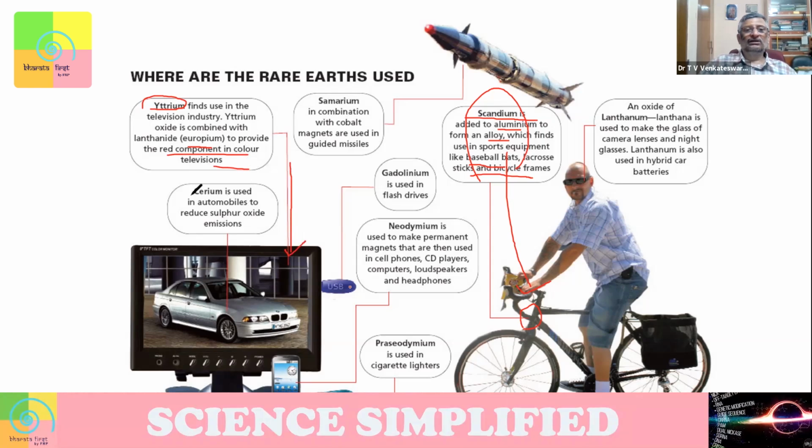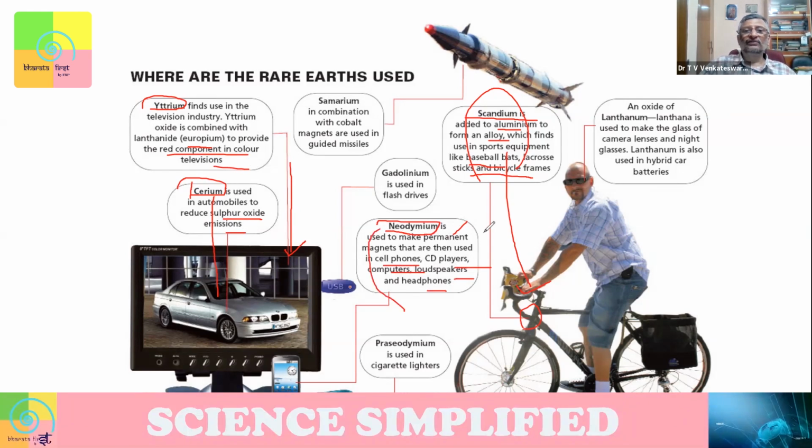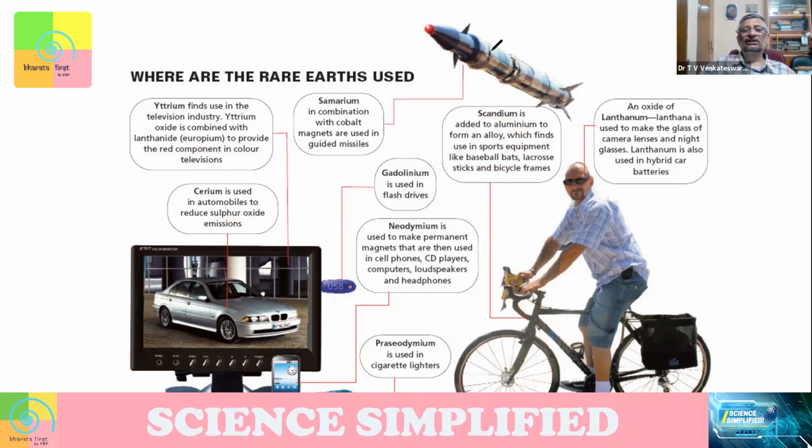Cerium is used in automobiles to reduce the emission of sulfur dioxide. Cerium breaks down the sulfur dioxide so that your emissions are safe. Neodymium is used for permanent magnets. Cell phones, CD players, computers, loudspeakers, headphones, all of them have this. So if you look at modern technology, the electronics industry, mobile phones, computers, TV screens, that is rare earth elements.